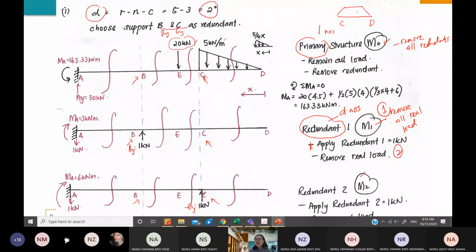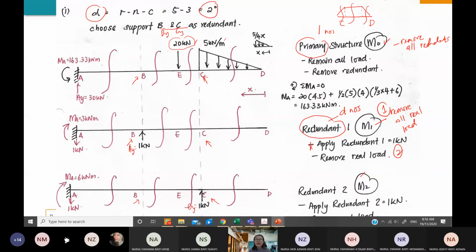So you need to cut how many sections, class? Trapezoidal. 3. Yes, 3, because the slopes are different for this UDL. You need to consider this. This is your first type of UDL, this is your second type of UDL, and this will be the third type of UDL. So you need to cut these 3 sections.